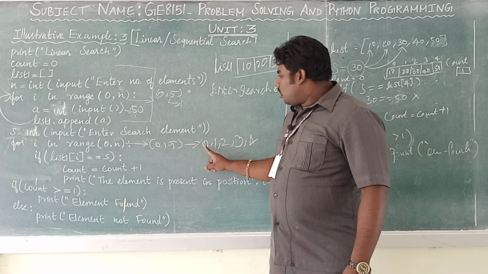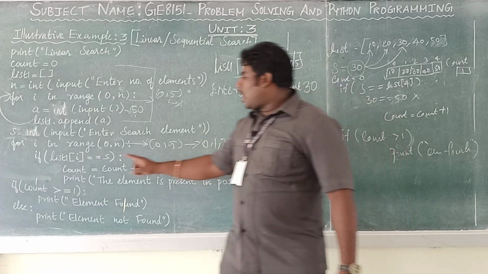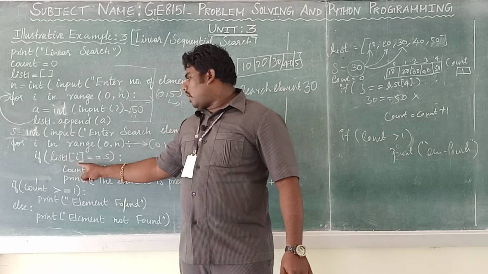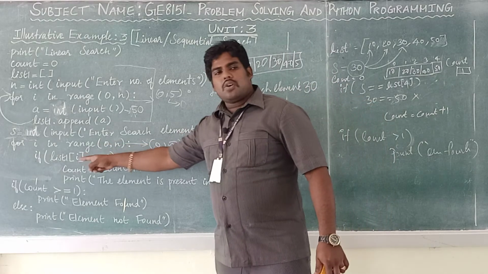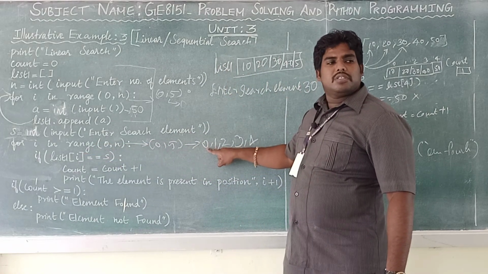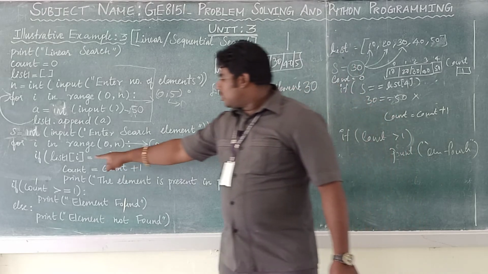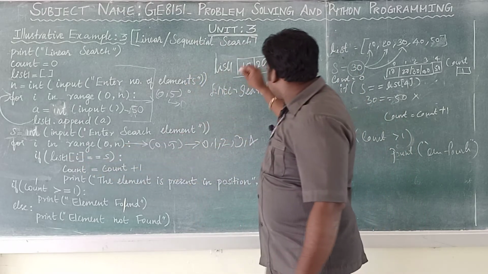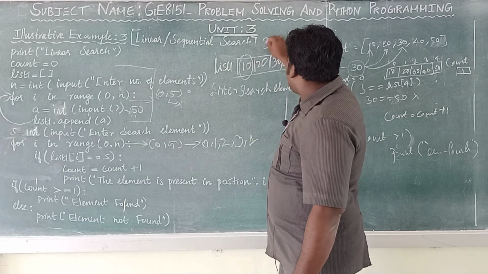Okay. Now what's the I value at first? I value equal to 0. So I am checking the list. List 1 of I. What is I? I means now 0. I am checking the first element in the list. List 1 of 0. What is list 1 of 0? This is 10.